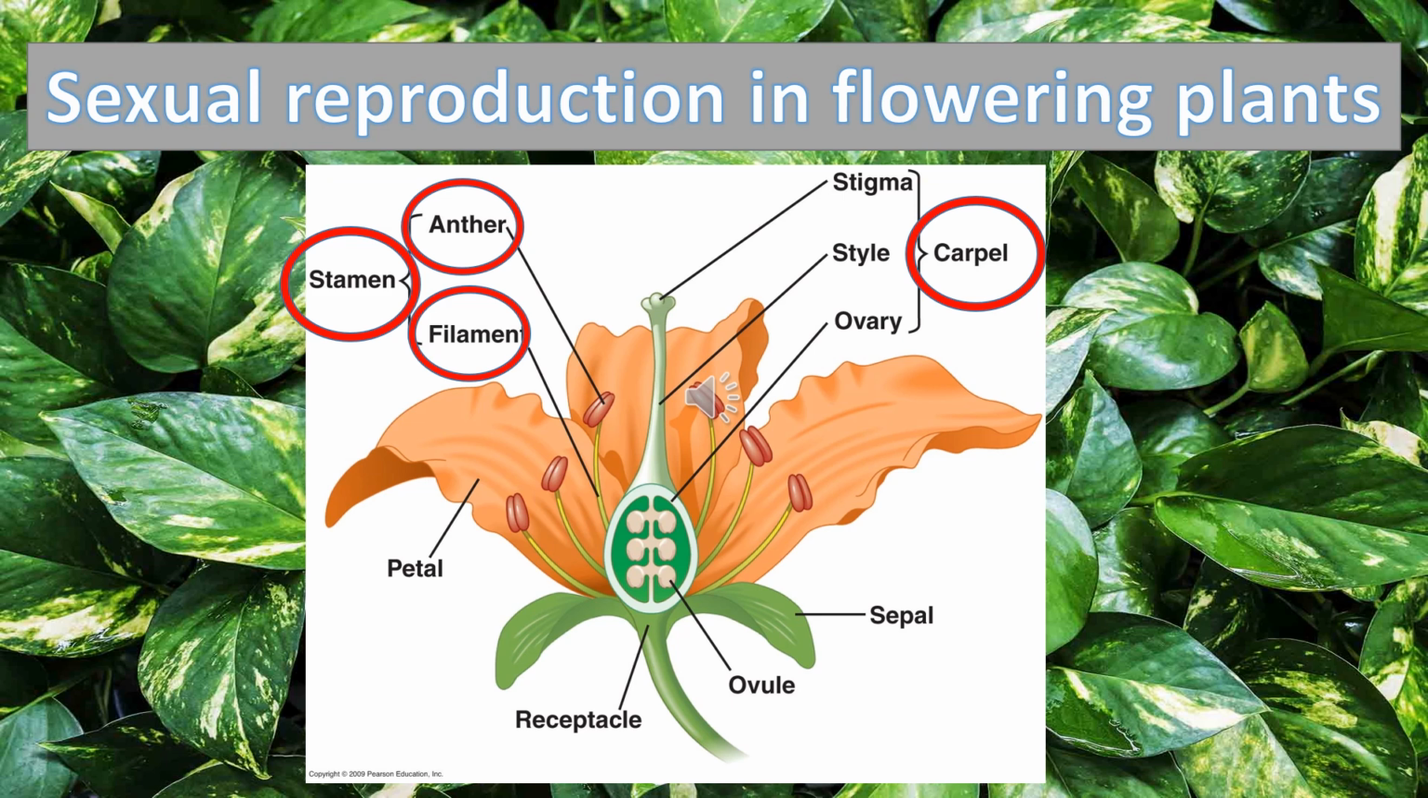Carpel or pistil is the female reproductive part of the flower. The top part of the carpel is called stigma, and stigma is supported by the style. The base part of the carpel is the ovary.